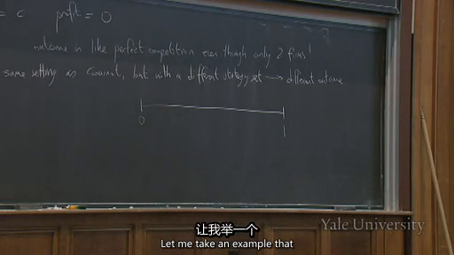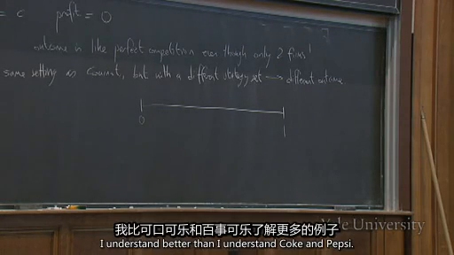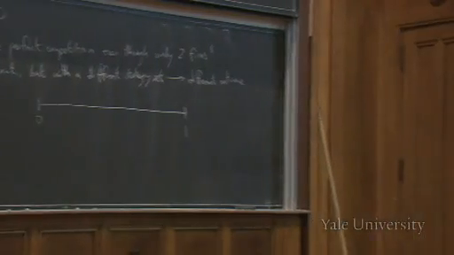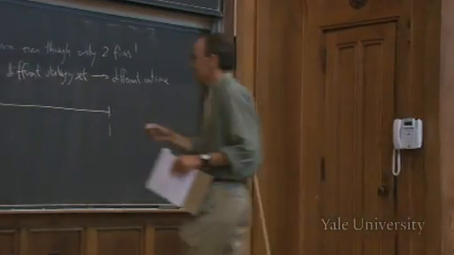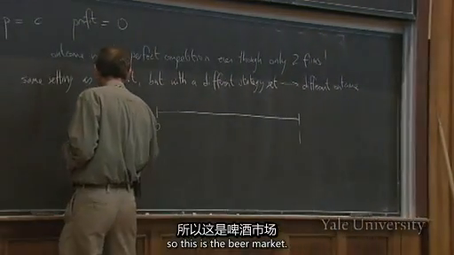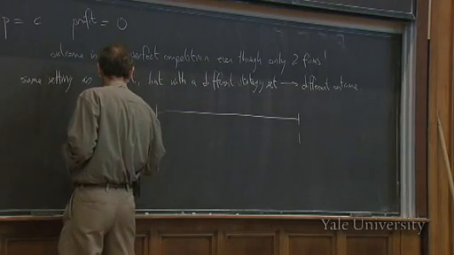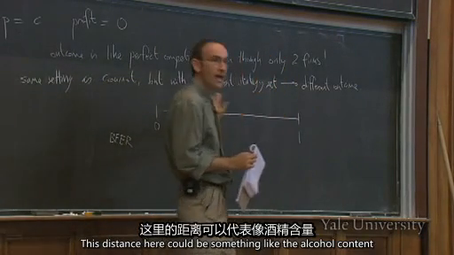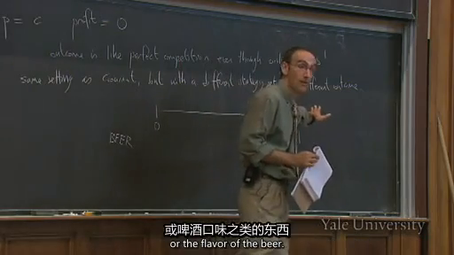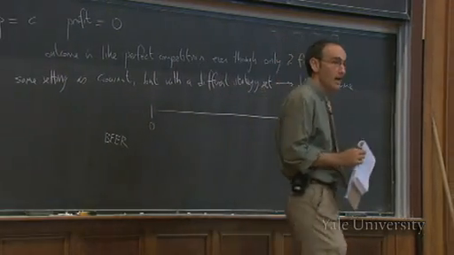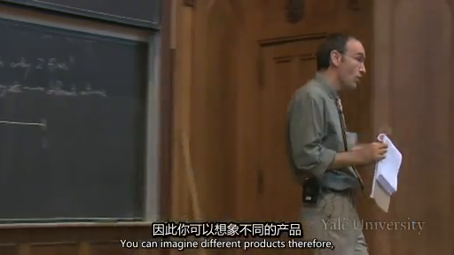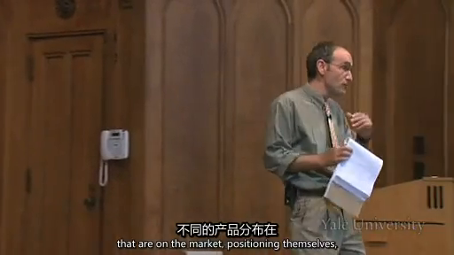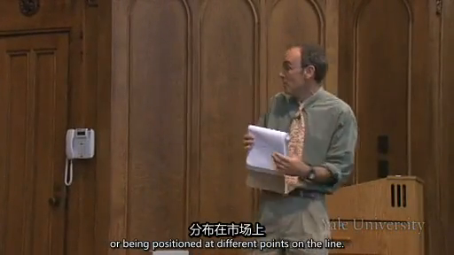Let me take an example that I understand better than I understand Coke and Pepsi. So imagine we're talking about beer. All right? Think about beer. So this is the beer market. All right? This distance here could be something like the alcohol content or the flavor of the beer. And you can imagine different products, therefore, that are on the market positioning themselves or being positioned at different points on the line.